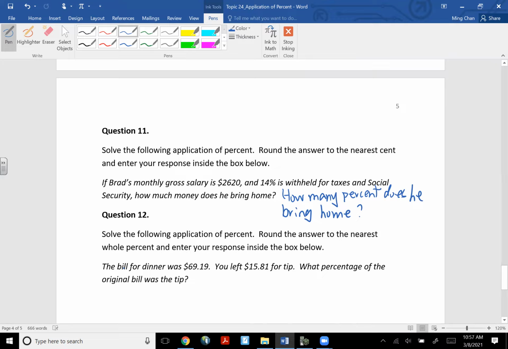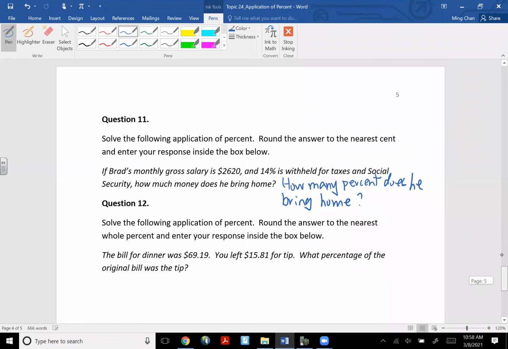All right. In this question, the bill for the dinner was 69.19. You left $15.81 for a tip. What percentage of the original bill was the tip? This question is asking for the percent of the tip you leave, right? So that makes the tip a part of the total bill. So part divided by whole times 100.